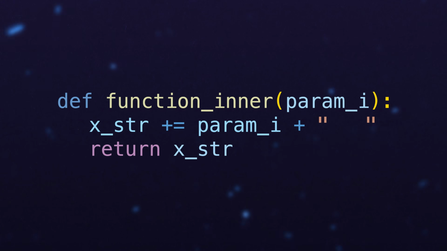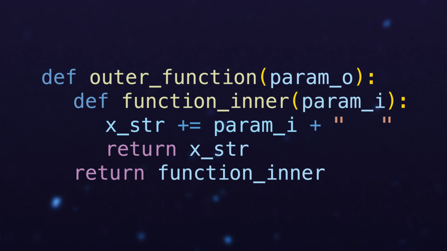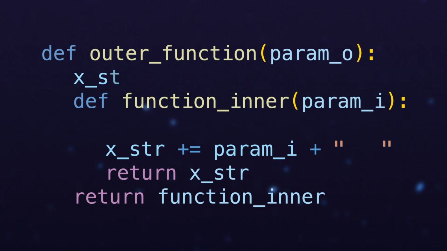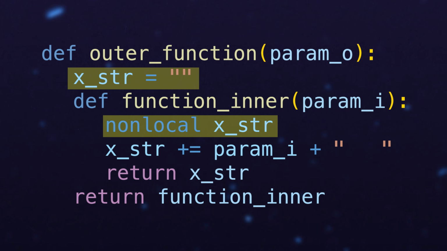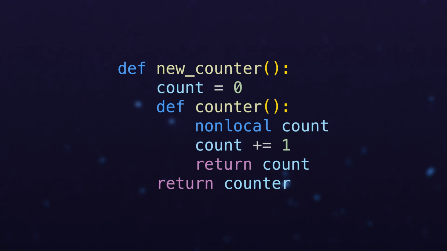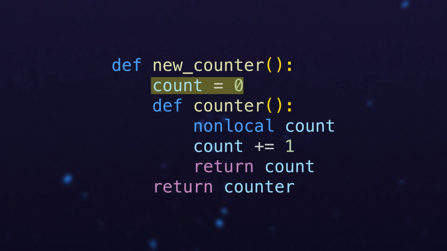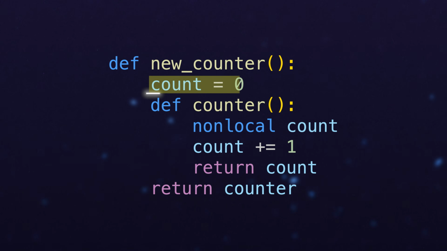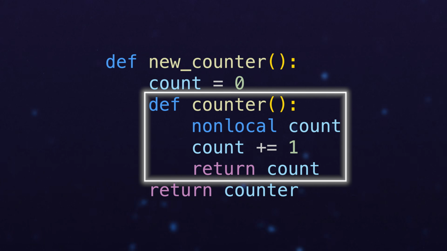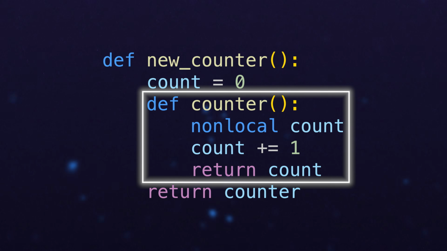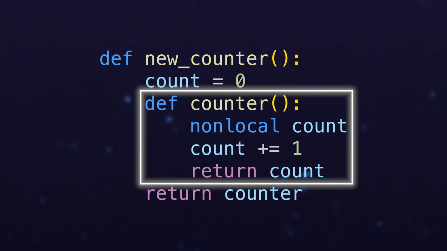Closures usually occur when one function is defined within another function, and that inner function references a variable that's declared in the outer function, one that's outside of its own scope. Take a look at this new counter function in Python. The first thing it does is declare a new count variable and set it equal to 0. Next, it defines an inner function. This function is defined within the new counter function, and we've called it counter.